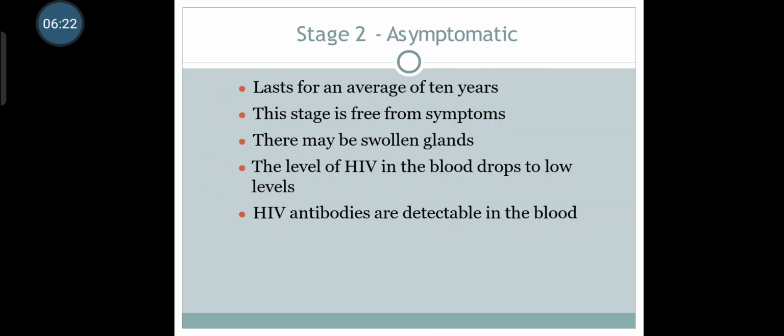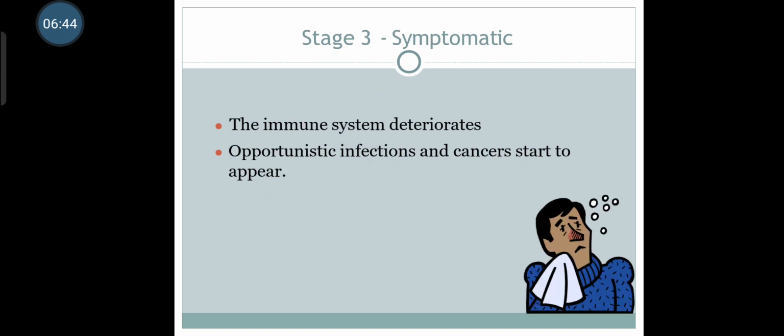Stage 2. Stage 2 lasts for an average of 10 years. This stage is free from symptoms. There may be swollen glands. The HIV in the blood drops to low levels. HIV antibodies are detectable in the blood. So in this stage we can diagnose the presence of HIV virus in the blood.